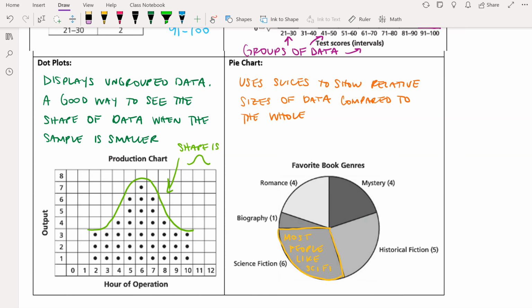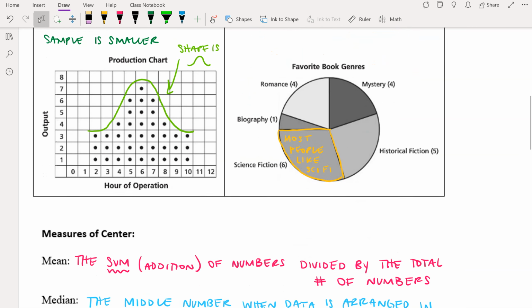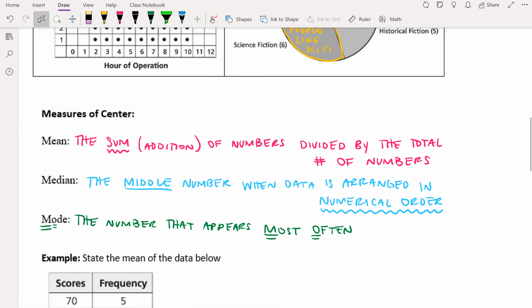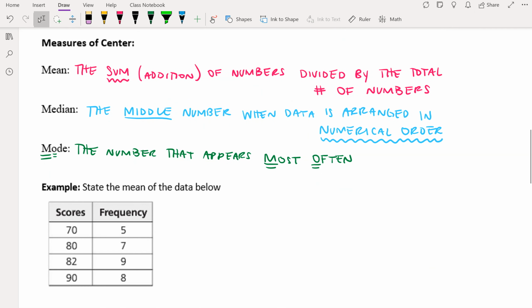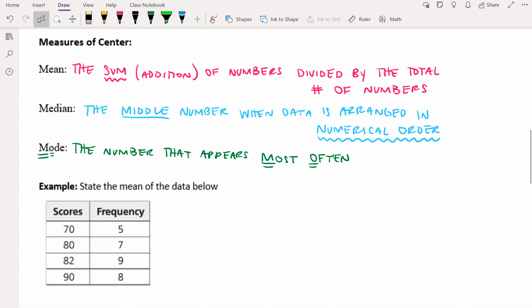So it's just good when you're trying to really quickly compare the sizes. Okay, so those are the kinds of data representations that we'll want to be aware of for SAT. Next, we're going to go over mean, median, and mode, and then do an example. So these are measures of center. What that means is these things measure where the center of our data falls.